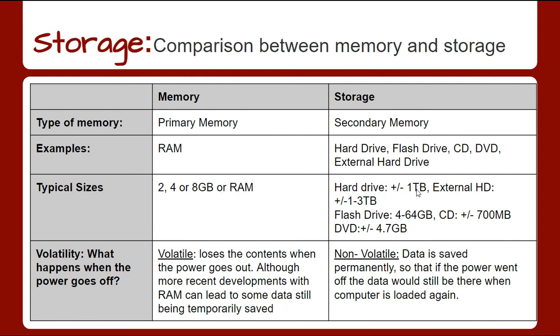Hard drive is about 1 terabyte. External hard drive, maybe you've got 1 to 3 terabytes. Flash drive is typically about 64 gigs. A CD is only 700 megs. DVD is about 4.7 gigabytes.